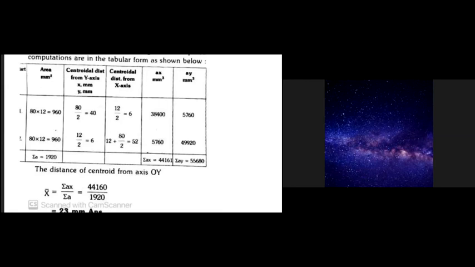So after filling the total particulars in the table, next you can find the distance of the centroid from the x and y axis. So the distance, that is x bar, is equal to sigma ax by sigma a. Just substitute the values, you will get x bar is equal to 23 mm. Similarly, y bar is equal to sigma ay by sigma a. That is, you will get 29 mm. So the centroid of the angle section is 23 and 29.